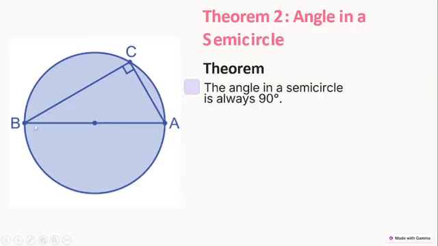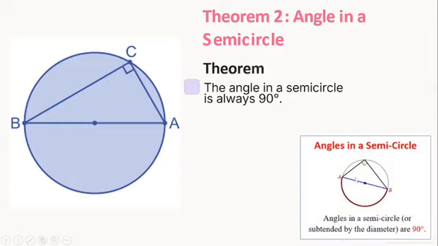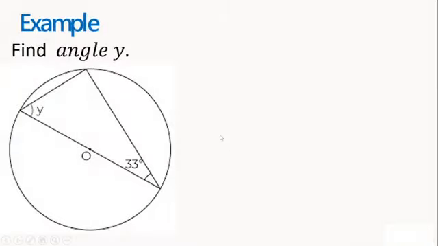So we can take a look here. We have the diameter AB, then we have the chord BC, and we also have another chord AC. Right here on C is where we form 90 degrees. So this property is also very important. This is what I've explained: angles in a semicircle, where you have AB as the diameter, and right here you have 90 degrees. Angles in a semicircle are subtended by the diameter, and it gives us 90 degrees.